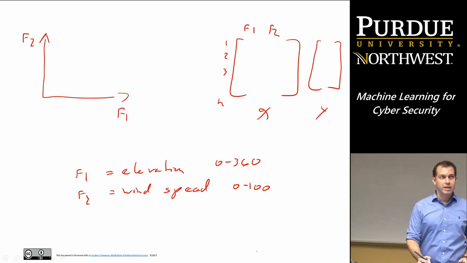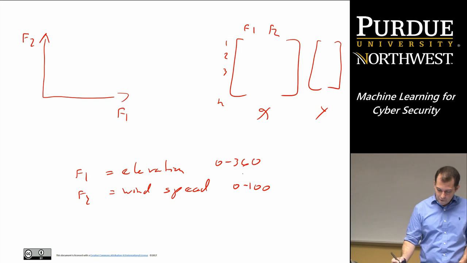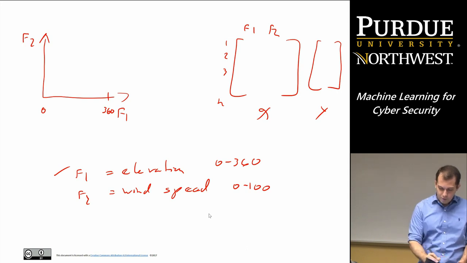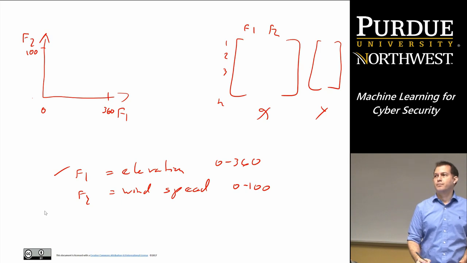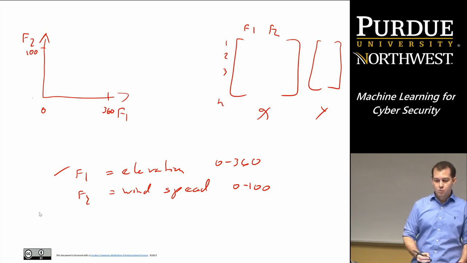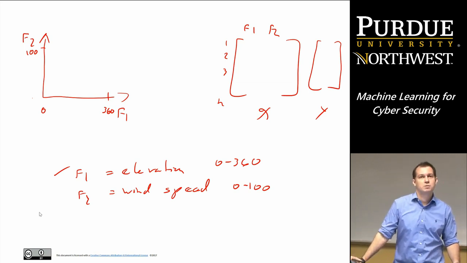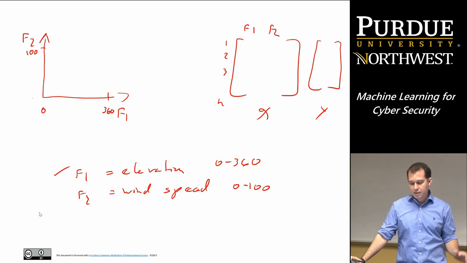So that translates into plotting this here, right? So F1 is elevation, so that means it goes from 0 to 360. Do you see that? And then the next one, wind speed, is F2. It goes from 0 to 100, right? You guys see that? And that's what vectorizing this, or converting it into the vector space model, means: you take your data, however it is, and you plot it in a vector space.